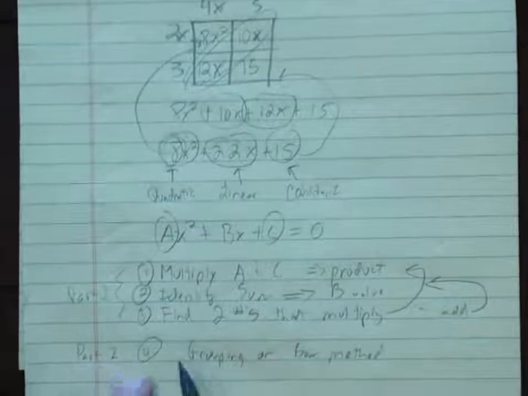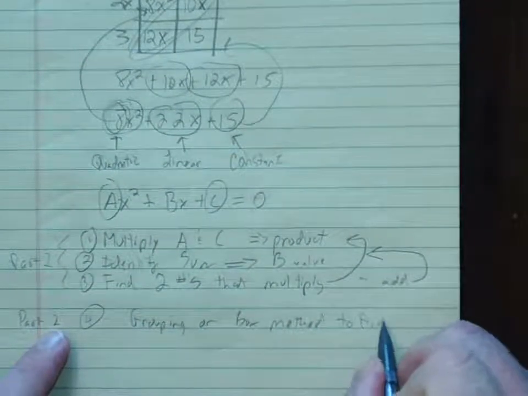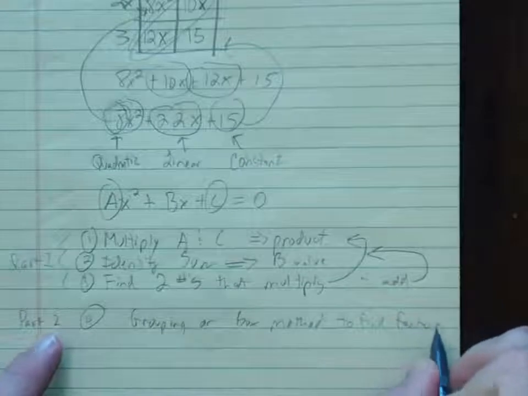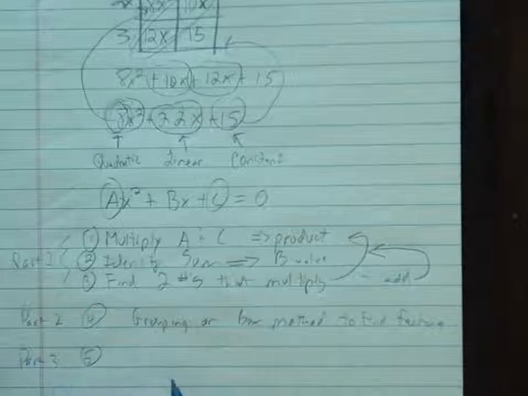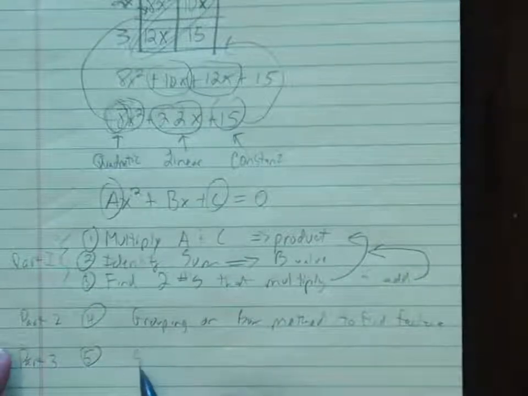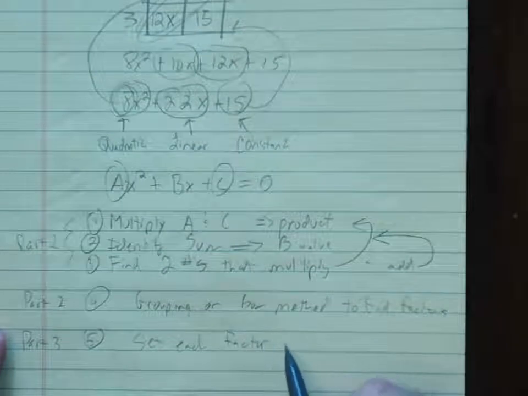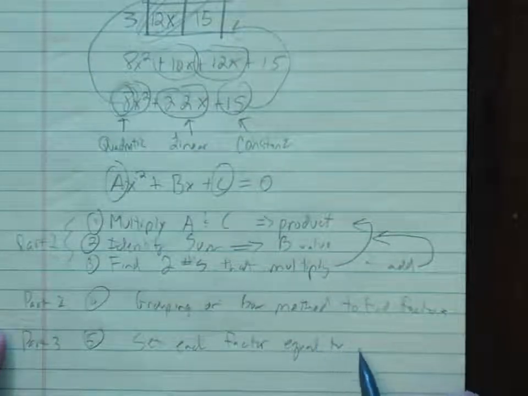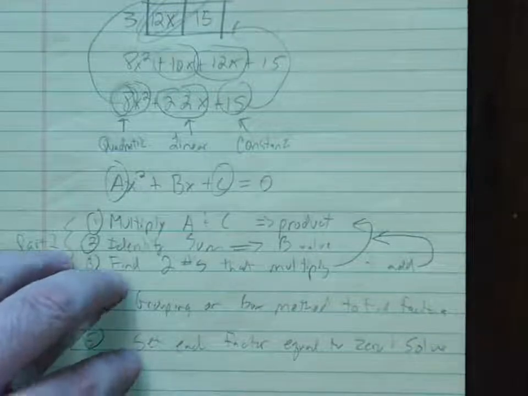So part 2, use grouping or box method to find the factors. And then part 3 would be: set each factor equal to 0 and solve. Really, the last part is simple: once you find the two middle linear terms, everything else is very simple.